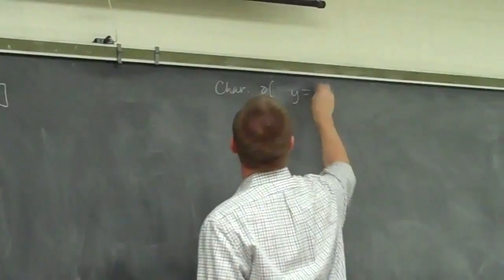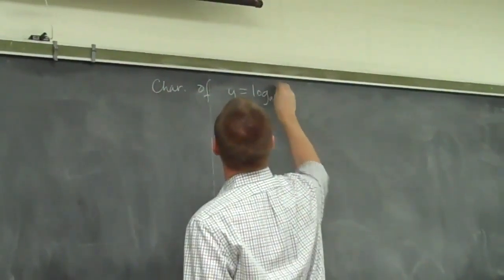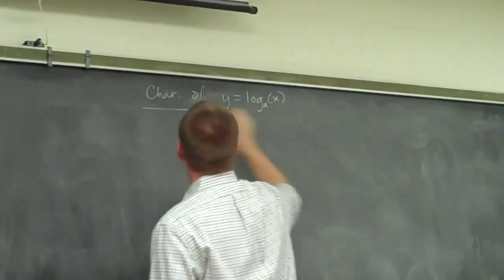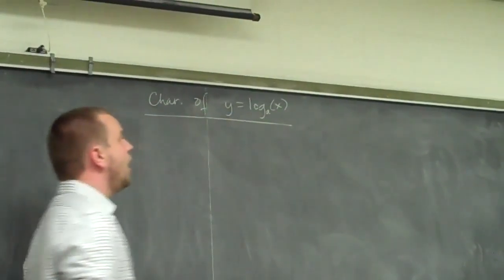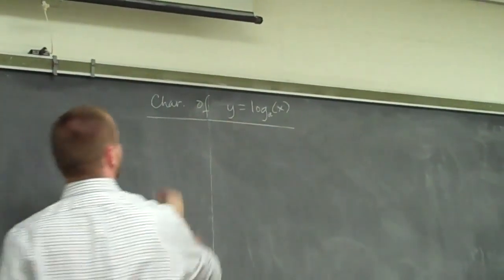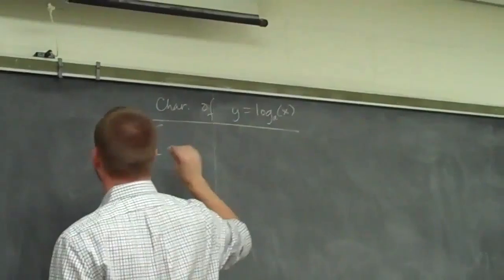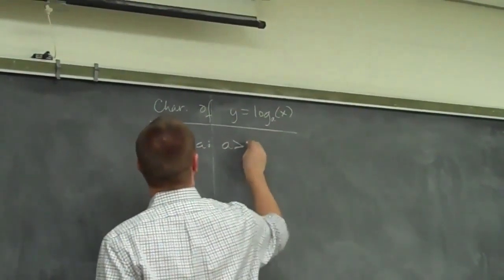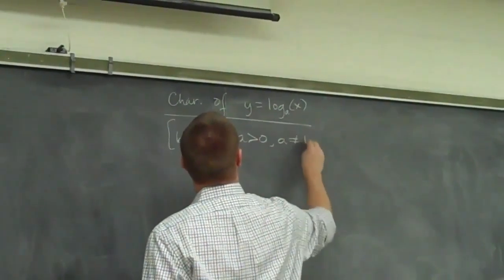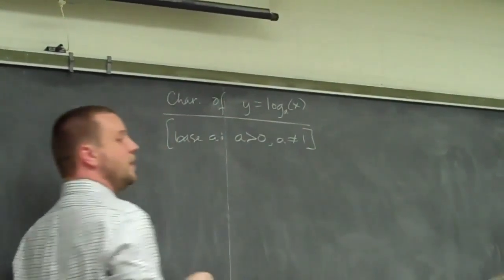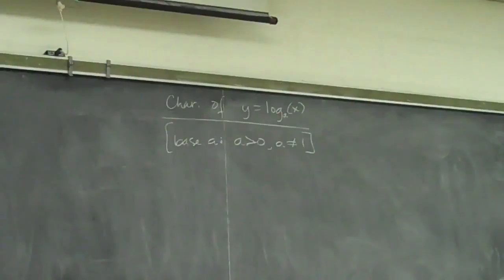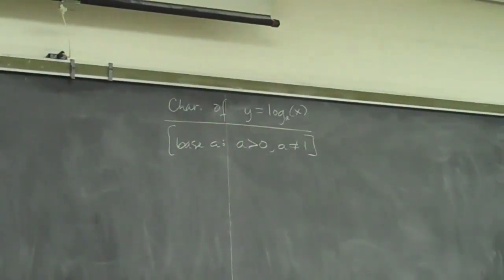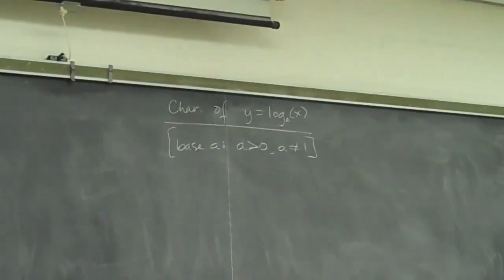So over here, when I do y equaling the log base a of x, then before we do the characteristic of base a, it has to be positive, and it's not allowed to be 1. Same requirements. Okay? So that's nice and consistent, right?